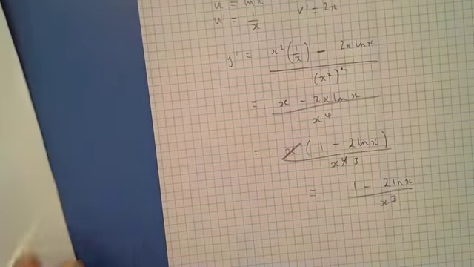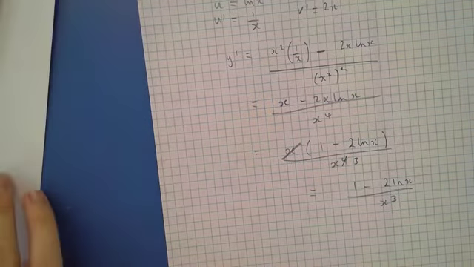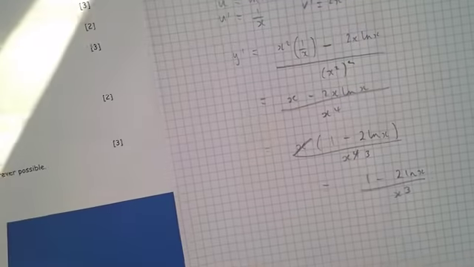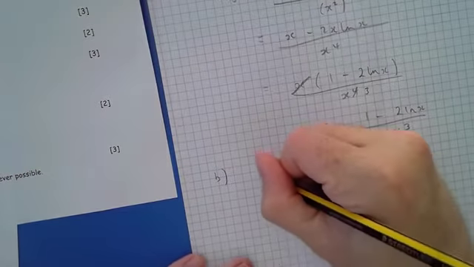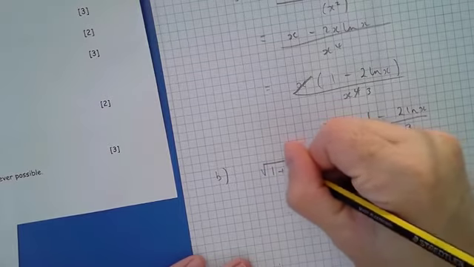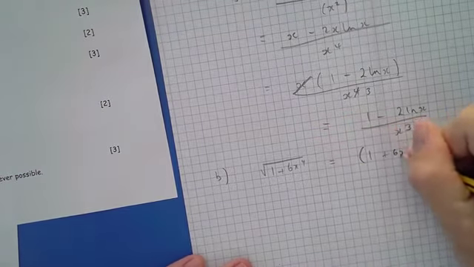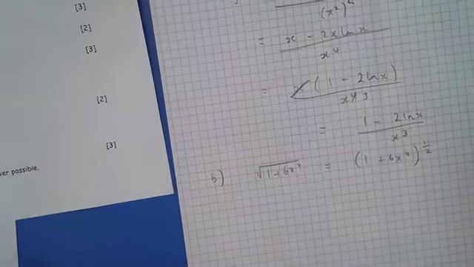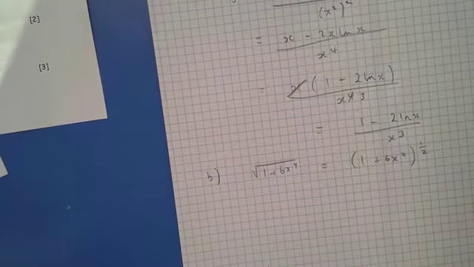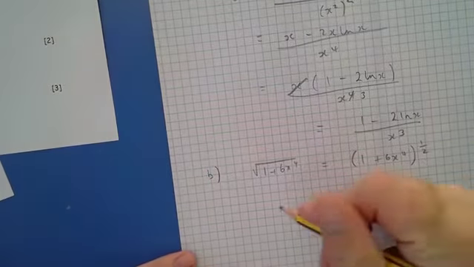Okay, next thing is b. Now 3b is a little bit sneaky, because it says root 1 plus 6x to the power of 4. You should be thinking of that as 1 plus 6x to the power of 4, all to the half. Then you can run this through the chain rule, or if you're getting really good at it and think you know what you're doing, you can do it very quickly. I'll run it through the chain rule, but then we'll look at a quicker way to do it.